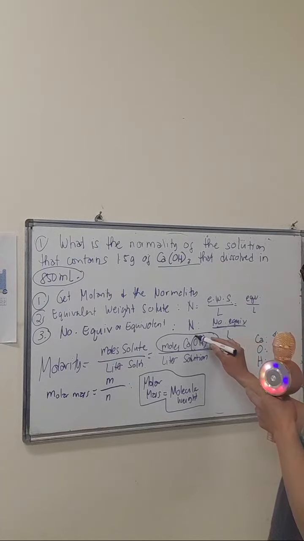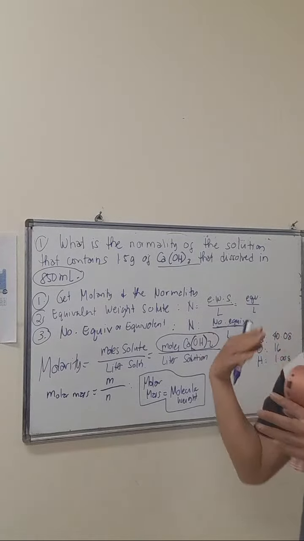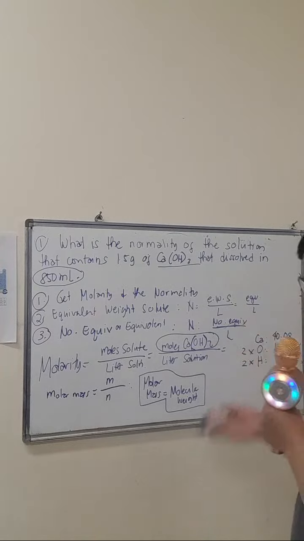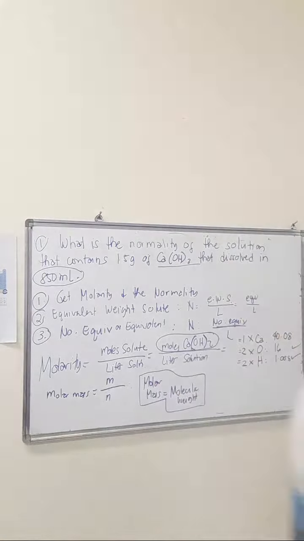Okay? The parentheses, my siblings, mean both elements are to be multiplied by 2 because this belongs to the 2. So 2 times H, like that. So 2 times 1.008 and then oxygen also 2 times 16. But for calcium, no need because this calcium is not included in the parentheses. So it's only 1. So 40.08 times 1. Then the total of this will be your molecular weight, or molar mass.